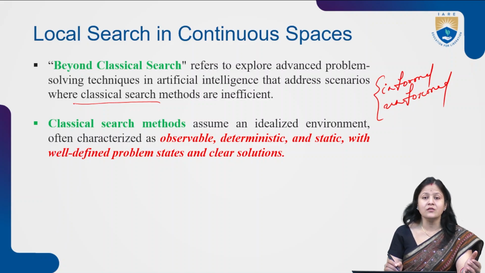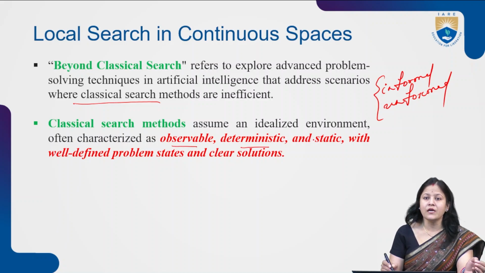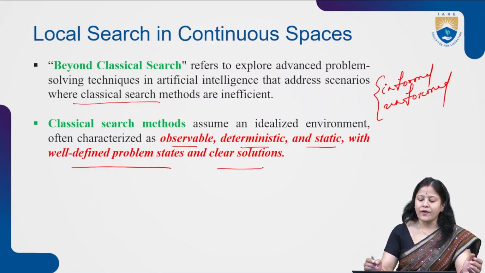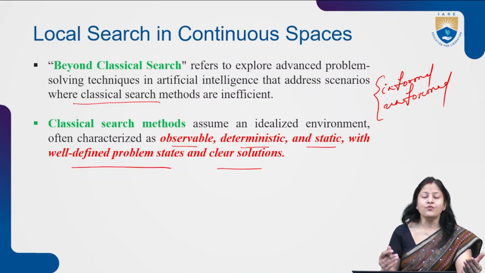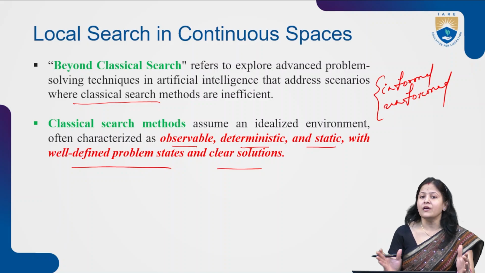Classical search methods, we assume, are idealized for the environment, often characterized as observable, deterministic, static, with well-defined problem states and clear solutions. So whenever we want to find the solution using classical search methods, whether informed or uninformed, all the classical search methods are observable. That means the agent will have the complete information about the environment, completely observable. The whole information would be there to the agent in advance.